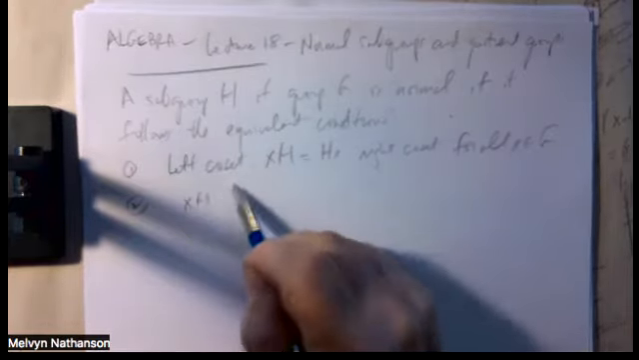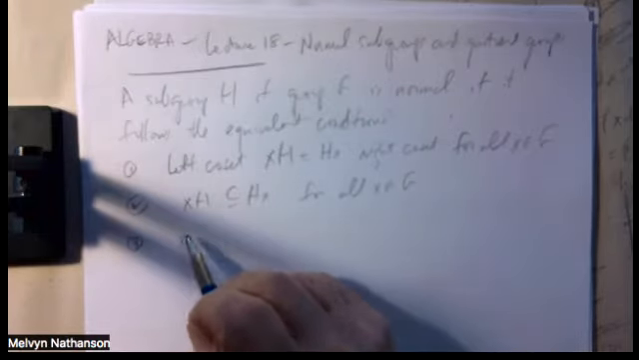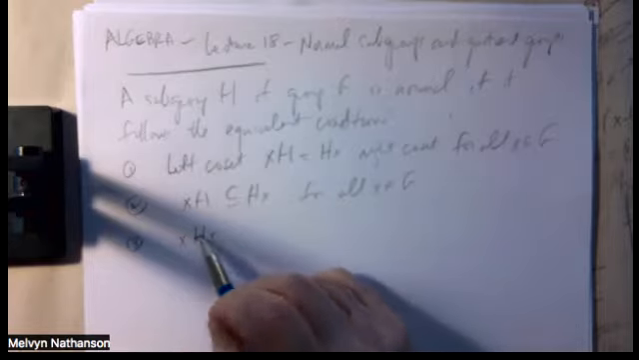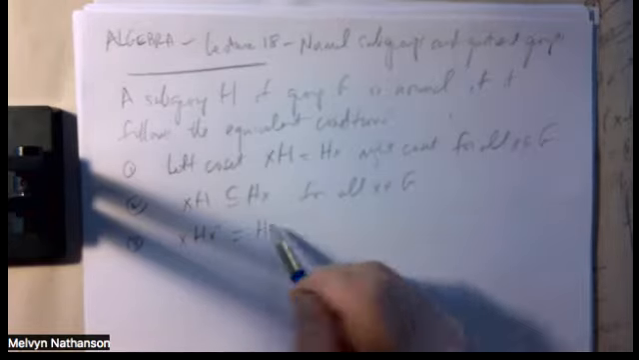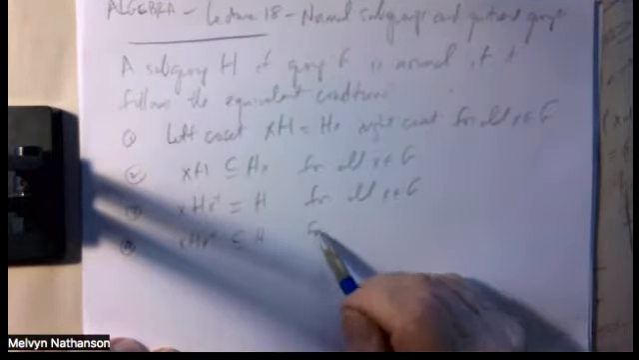Second equivalent condition is that the left coset is contained in the right coset for all x in the group. Another condition is that if I conjugate the subgroup H by x, that is, I look at the set xHx inverse, that's always the same as H for all x in the group. The fourth is that the conjugate of H by x is always contained in H for all x in G.